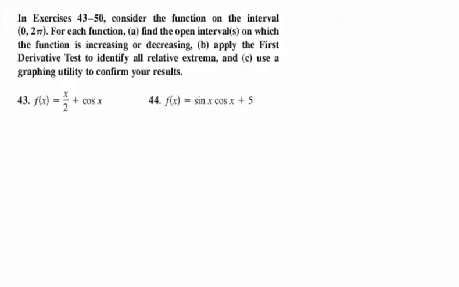A cursory analysis of 43 shows there are no vertical asymptotes for us to worry about. Cosine of x is continuous and differentiable everywhere. X over 2, continuous and differentiable everywhere. And so we can begin by looking for our derivative. F prime of x is equal to 1/2 minus sine of x.